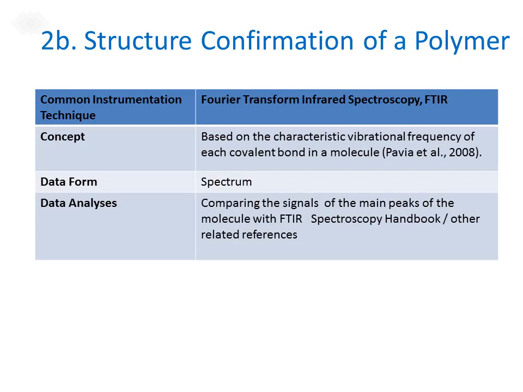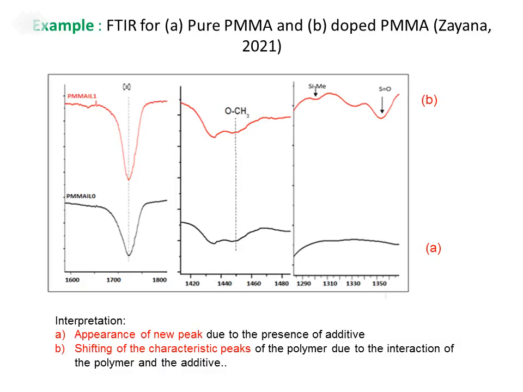Similar concept is applied when using FTIR. Only that in FTIR, it uses characteristic vibrational frequency of each covalent bond in the polymer molecule. The presence of new peaks indicates the presence of additives in the polymer molecules, and the shifting of the characteristic peaks of the polymer host indicates the formation of polymer-additive interaction.